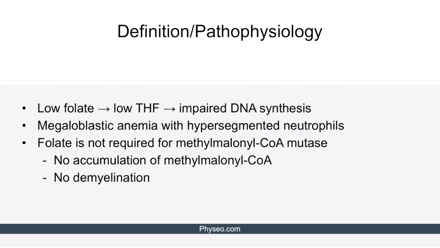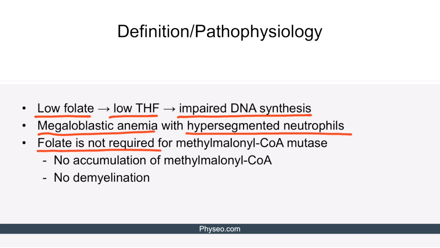Now let's dive into the definition and pathophys of folate deficiency anemia. Low folate results in low levels of tetrahydrofolate, which is a folate metabolite required for DNA synthesis. As we mentioned previously, impaired DNA synthesis results in megaloblastic anemia and hypersegmented neutrophils. But because folate is not required for the proper functioning of methylmalonyl-CoA mutase, an accumulation of methylmalonyl-CoA and propionyl-CoA doesn't take place in folate deficiency. Hence, in contrast to vitamin B12 deficiency, there is no demyelination of nerve fibers.